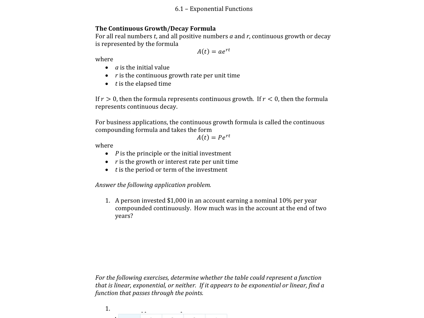R is the continuous growth rate, so R is the percentage growth. T is the elapsed time. If R is greater than 0, so if this rate is positive, it's going to be a growth. If the rate is negative, it's going to be a decay. For business applications, you will see this similar formula, except instead of the A, they'll have the capital P for the principal, but it's the same formula, so it means the same thing.